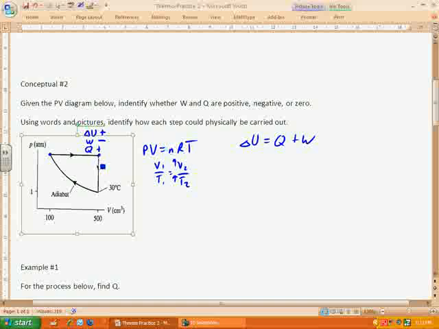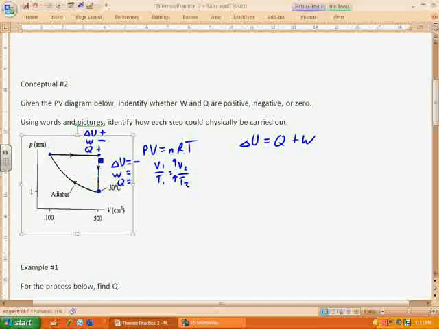All right, let's look at the next step right here. Now this one, again, you can remember the isotherms. This is going to a cooler isotherm, which means the temperature will be lower, so your delta U here should be negative. That's going to be helpful with the work and the Q.